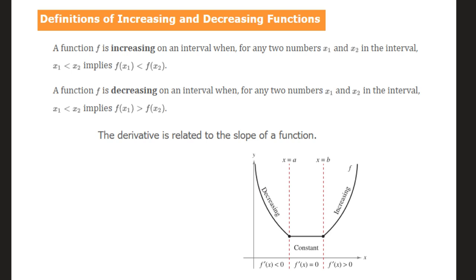And if a function is constant, then I get the same function value for any x in the interval. Remember, the derivative is the rate of change of a function or the slope of a function's graph, so f prime will be negative for decreasing, f prime will be 0 for constant, and f prime will be positive for increasing.